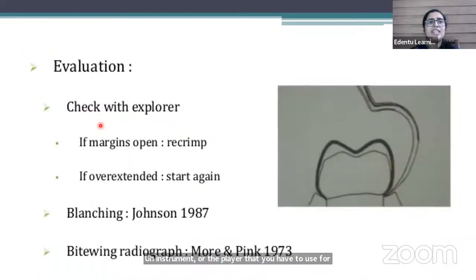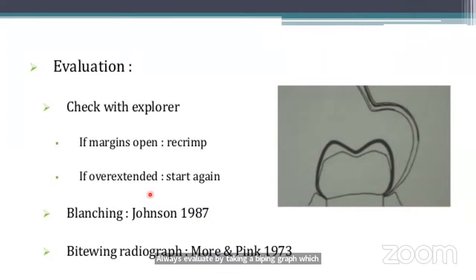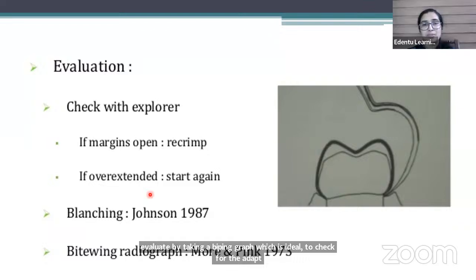Now talking about the evaluation, how well do you evaluate it? Check with the explorer. If the margins are open, you have to go with the recrimping. If it is overextended, then you will have to start again. Always evaluate by taking a bitewing radiograph, which is ideal to check for the adaptation of the stainless steel crowns, and also check for the blanching.